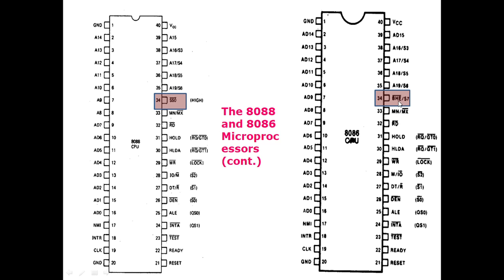To enable the upper part of the bus or the bank, 8086 can be connected with two banks, each of 512 megabytes. We will talk about this later on. This bus high enable, or bank high enable, is used to enable the high bank of the memory. So this is the third difference between the two microprocessors in terms of the pin layout.